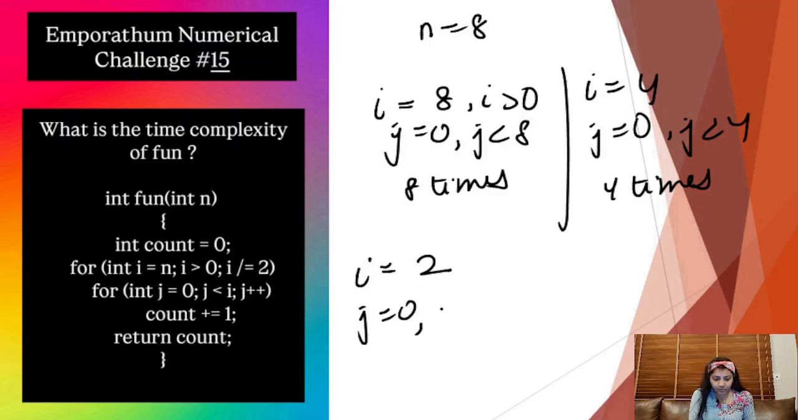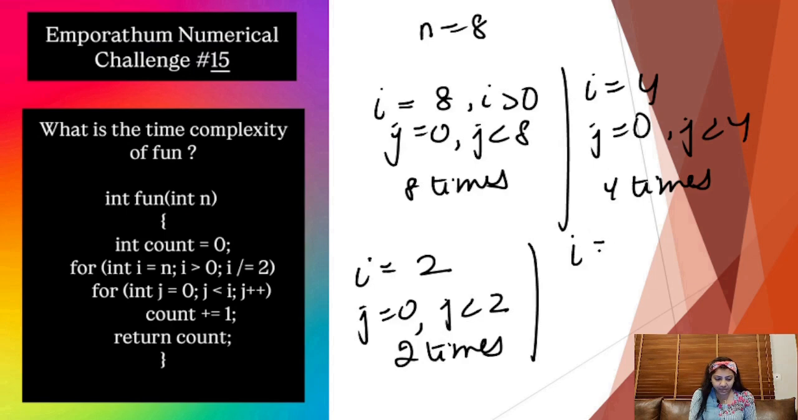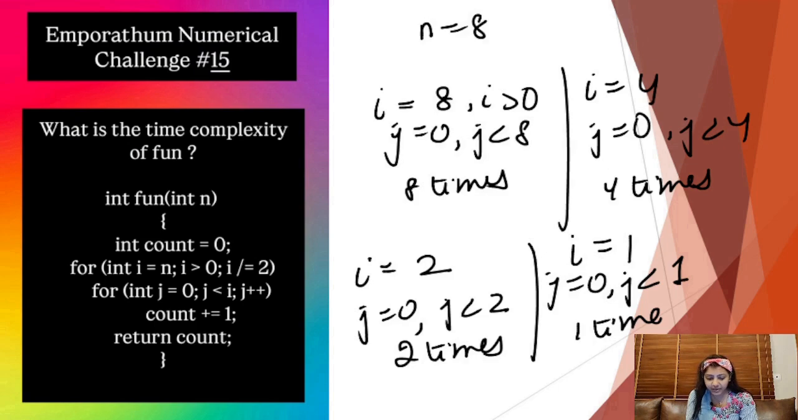j equals to 0, j should be less than 2. It executes 2 times. And for the last iteration, i equals to 1. j is 0, j should be less than 1. It executes 1 time. So basically, we can see, let's take the count of the iterations.